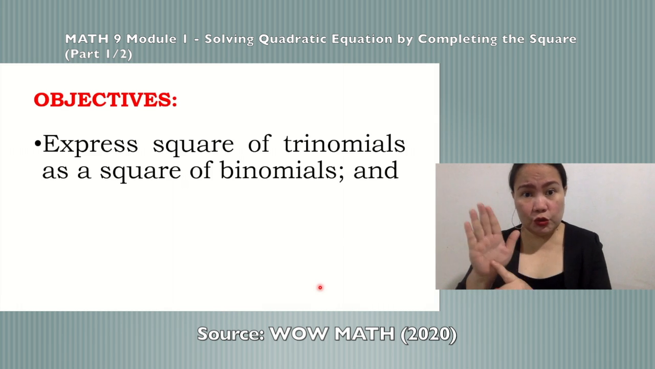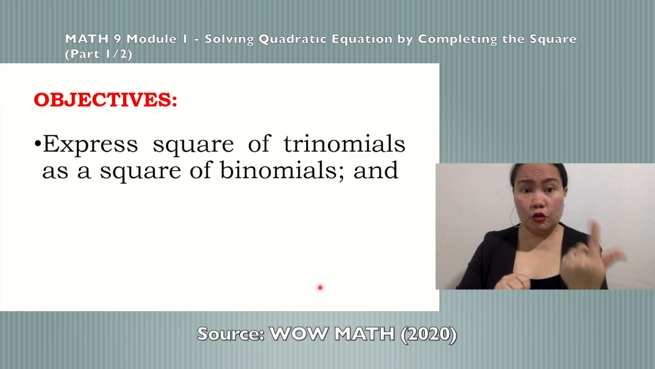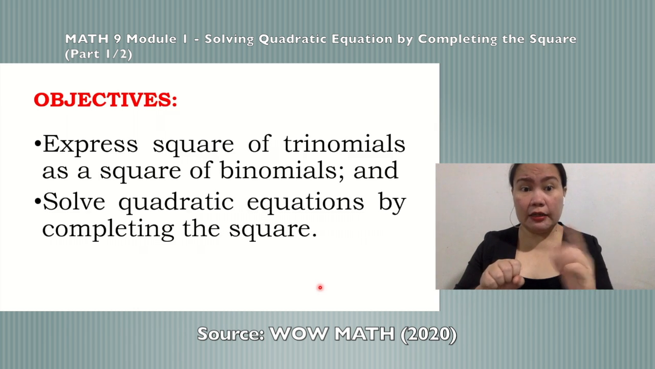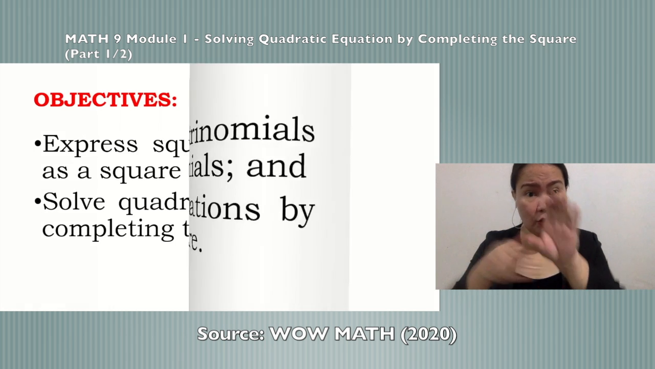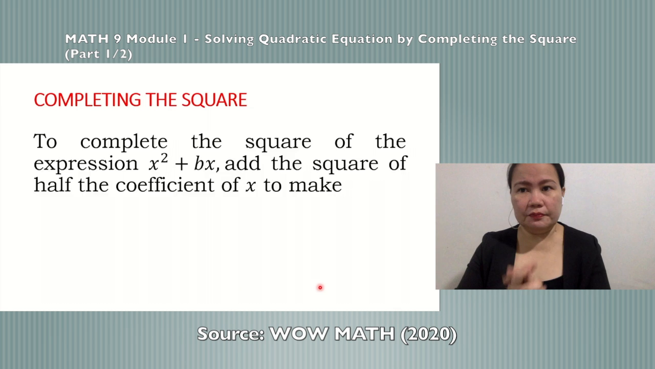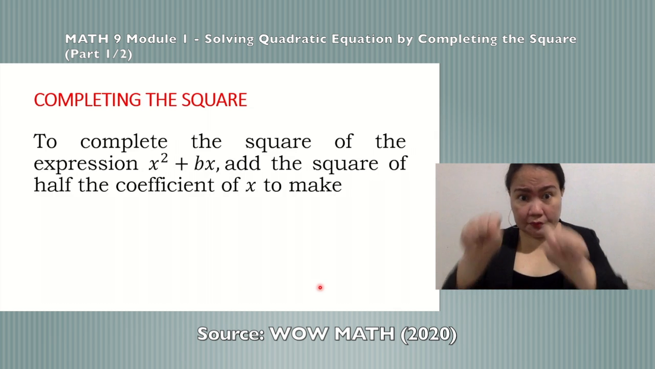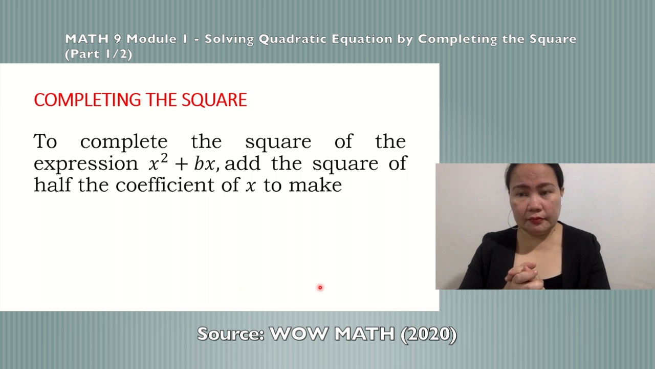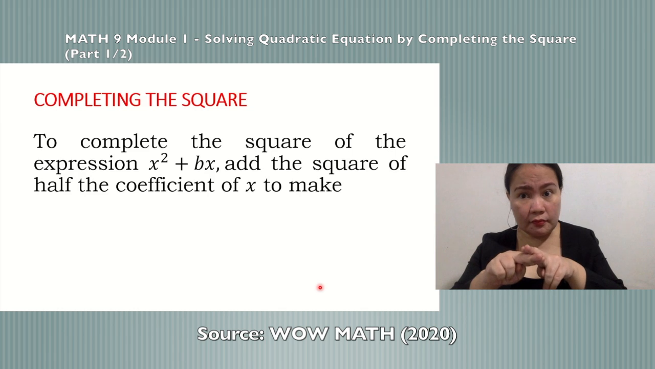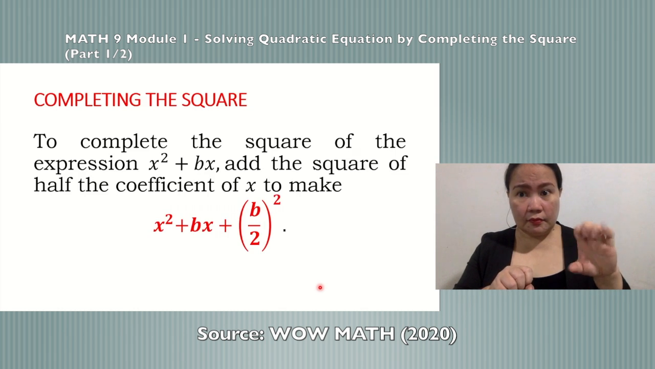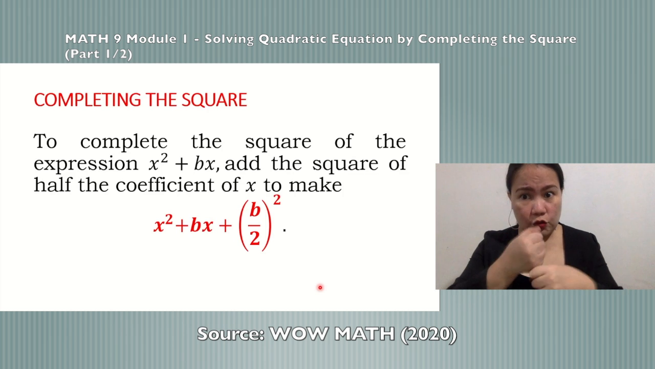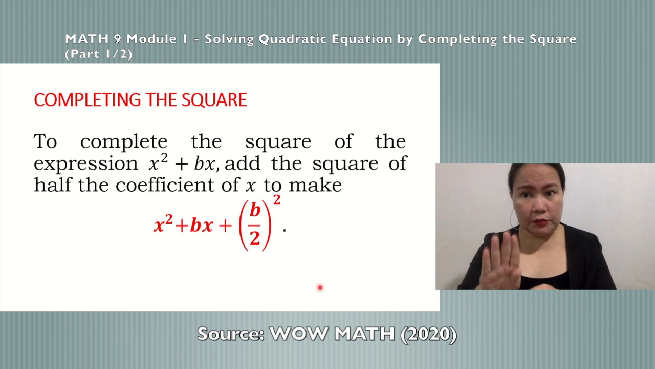In this video, we express square of trinomials as a square of binomials, and we solve quadratic equation by completing the square. Completing the square, so this is to complete the square of the expression x squared plus bx, add the square of half the coefficient of x to make x squared plus bx plus b over 2 squared.